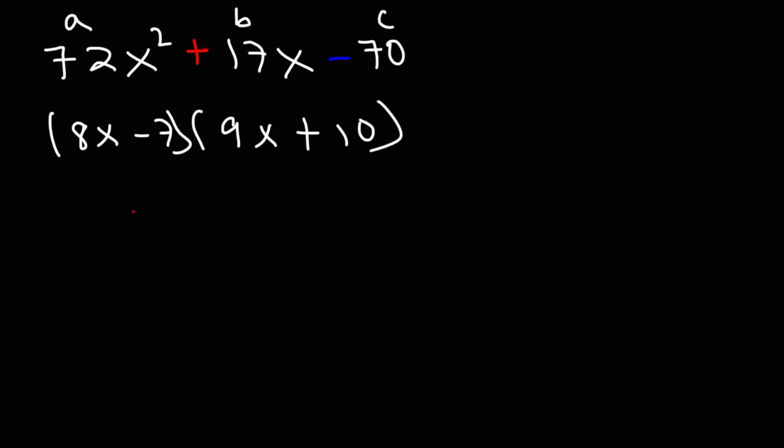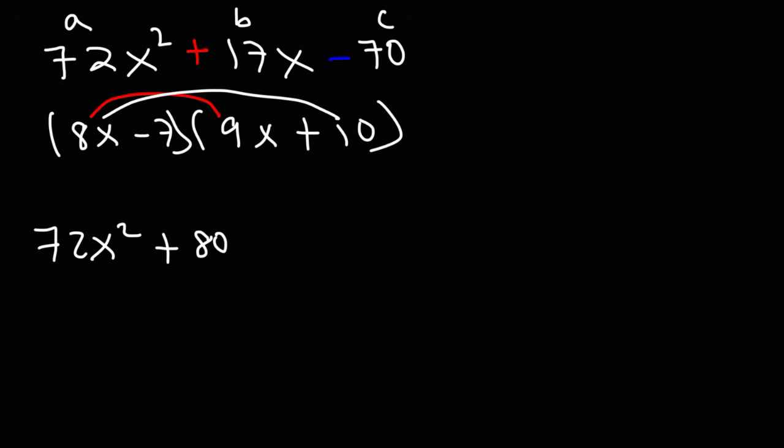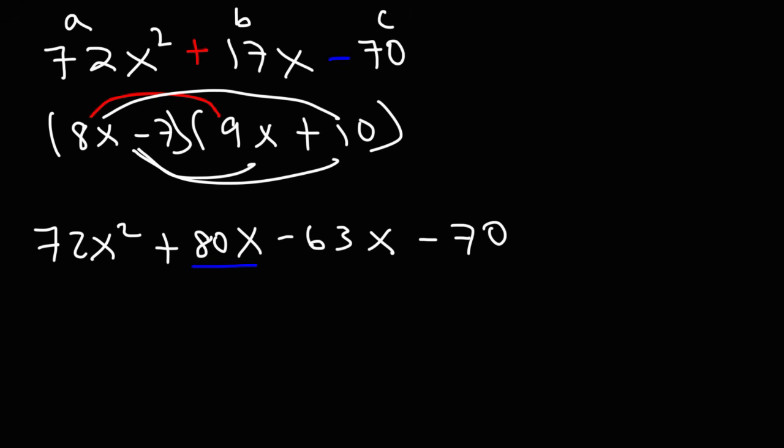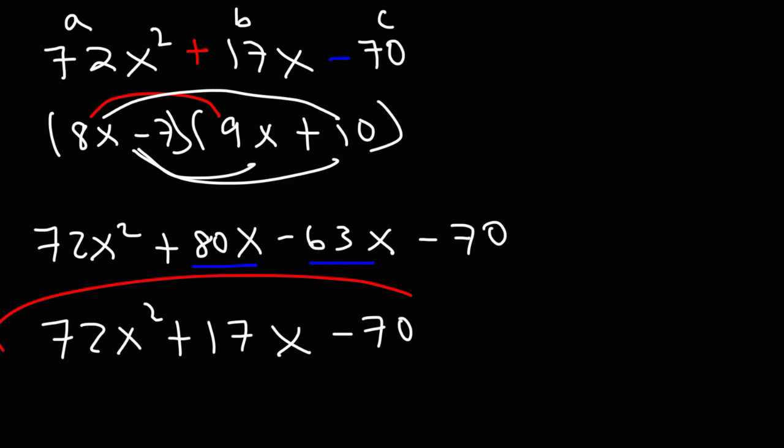And if we want to check it, just to make sure we have it right, it's going to be 8x times 9x, which is 72x squared, and then 8x times 10, that's 80x, negative 7 times 9x, that's negative 63x, negative 7 times 10 is negative 70. And then if we combine the two middle terms, 80 minus 63 is 17. And so we get the original expression that we started with. So now you know how to reverse factor a trinomial using the quadratic formula.